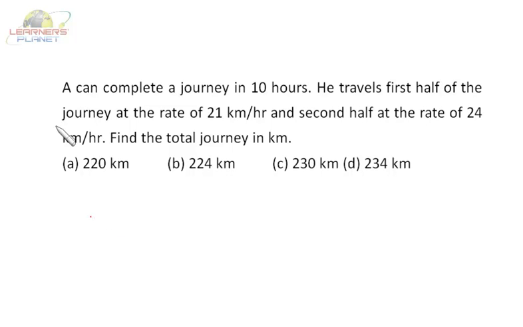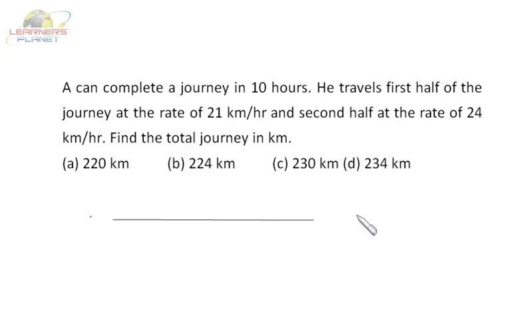Now let's try this question. A can complete a journey in 10 hours. He travels first half of the journey at the rate 21 km per hour and second half at the rate of 24 km per hour. Find the total journey in kilometer. Friends, in this particular case, the first half and the second half is the half of distance actually. Just wait for a moment.